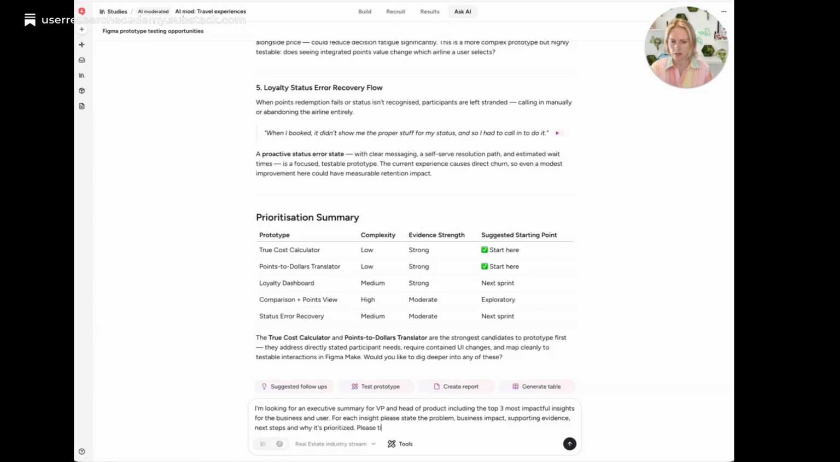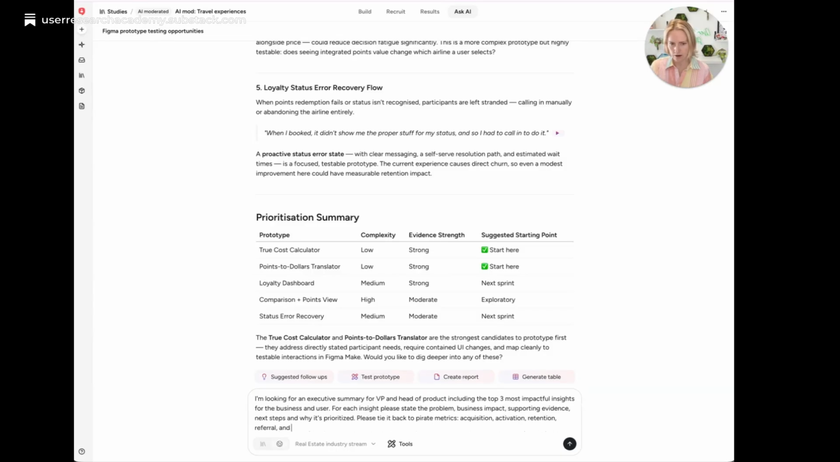Please tie it back to, I usually use pirate metrics if I don't know the company's metrics or the team's metrics. Acquisition, activation, retention, referral, and revenue. These are usually the most important metrics anyway, just generally for businesses. Lead with impact and make it digestible.